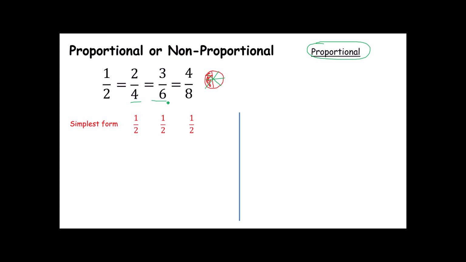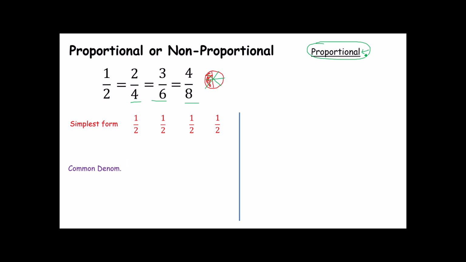3/6 simplifies to 1/2, and 4/8 simplifies to 1/2. If you can take a set of ratios and put them all in simplest form, and they all give you the exact same fraction or the exact same ratio, then you know that you have a relationship that is proportional. That's not actually the only way, though.